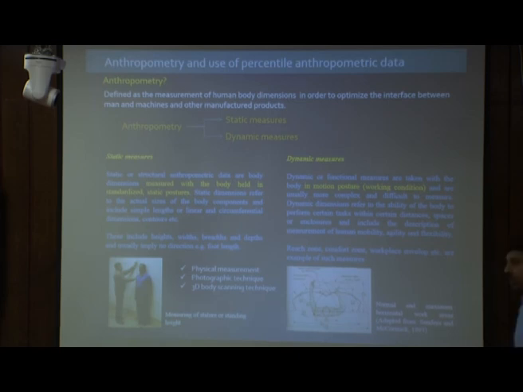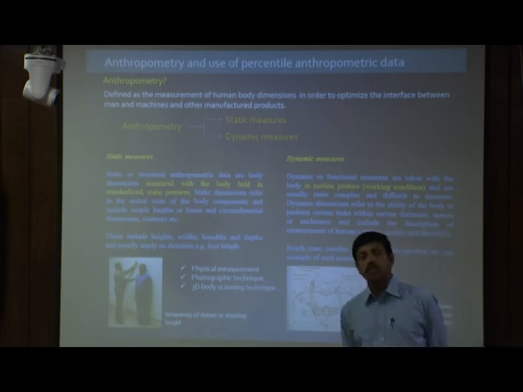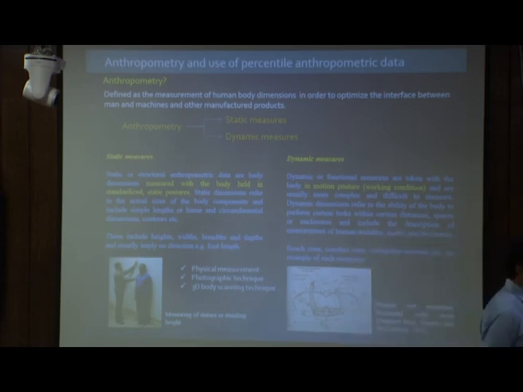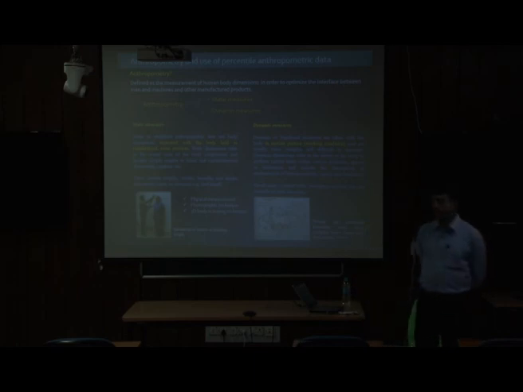This measurement of the human body is of two types. One is static measurement, another is dynamic measurement. This is also mentioned as static anthropometry and dynamic anthropometry. So what is static anthropometry? While the human body is in static posture, either seated or standing, meaning there is no movement, whatever body dimension we measure following standard measurement procedure with standard instrument is called static anthropometric measurement.